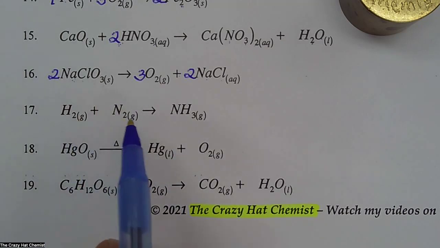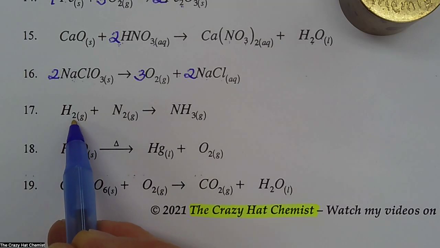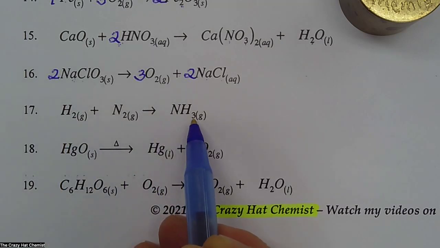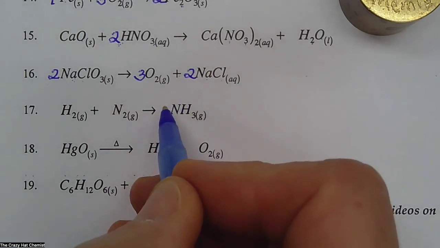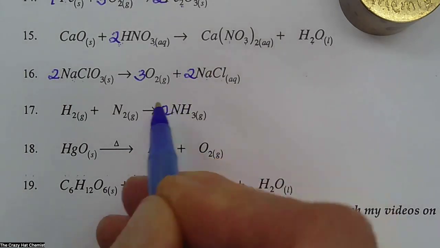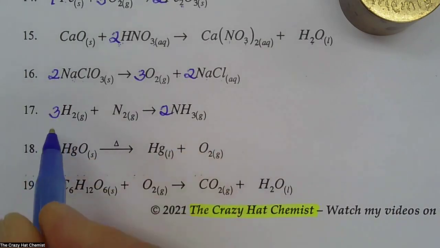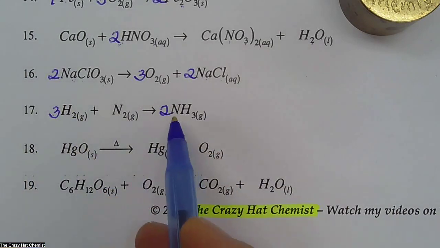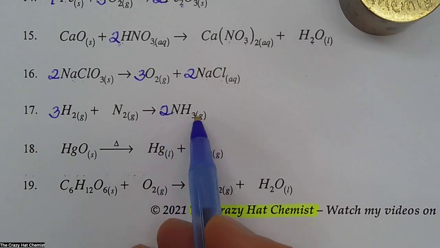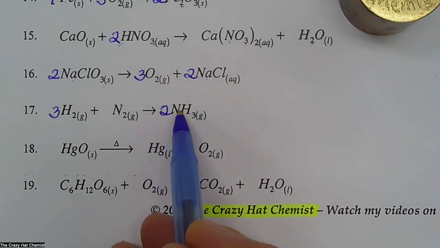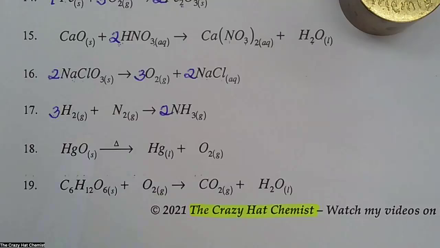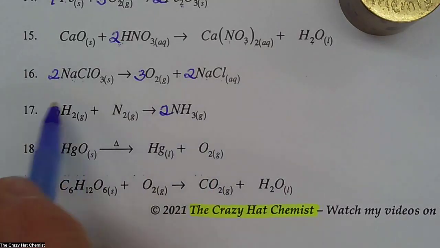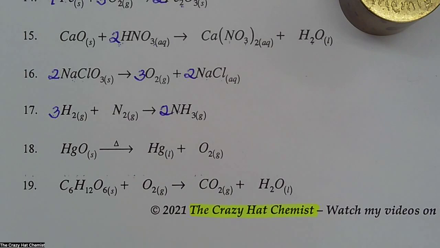And there are, let's see here, 2 hydrogens on the reactant side and 3 on the product side. Lo and behold, greatest common factor, I need 6. So I'm going to place a 2 right here and a 3 right here. That will give us 6 hydrogens on the reactant side and 6 hydrogens on the product side, 2 nitrogens on the product side, and 2 nitrogens on the reactant side. Very famous equation right there, and lots of history behind that.